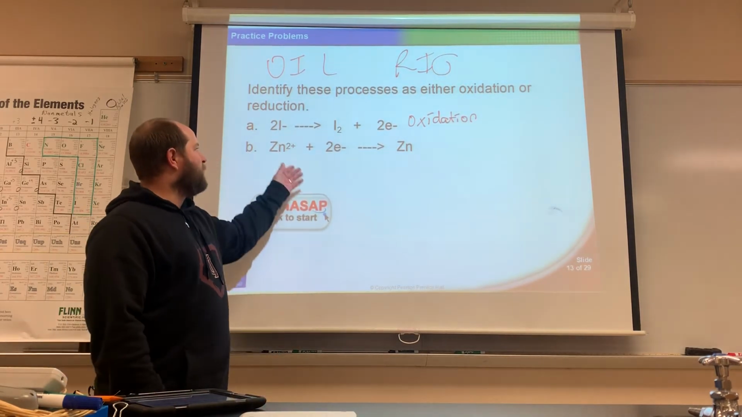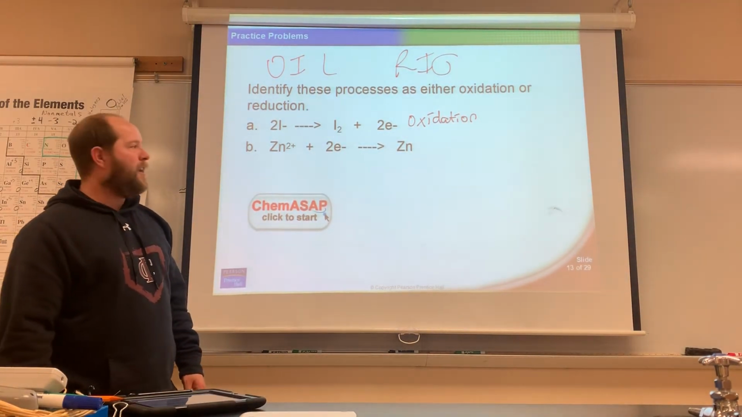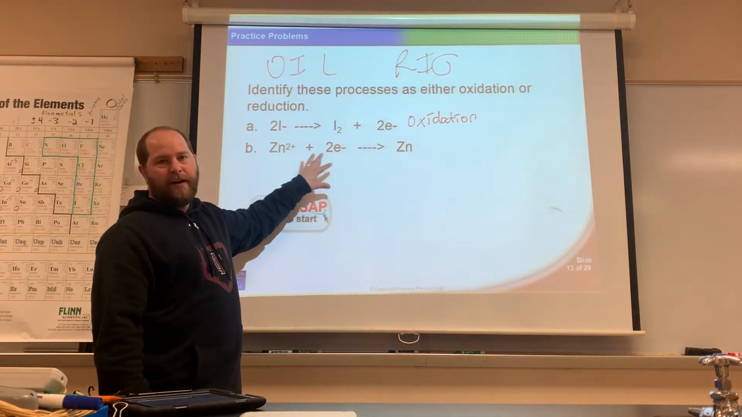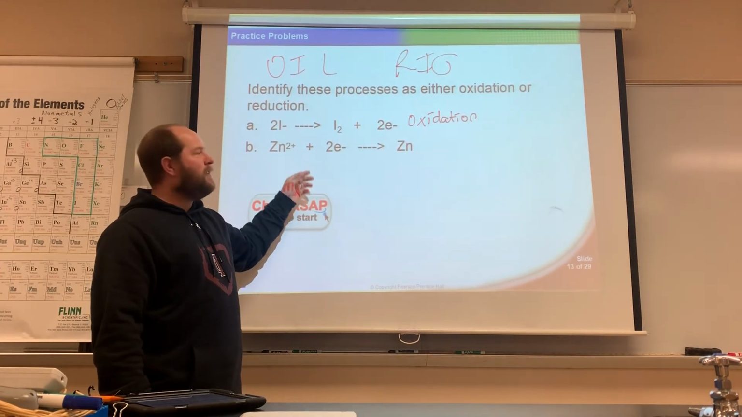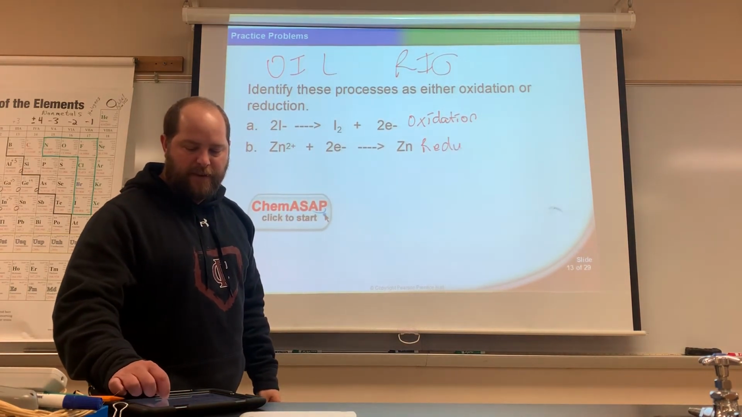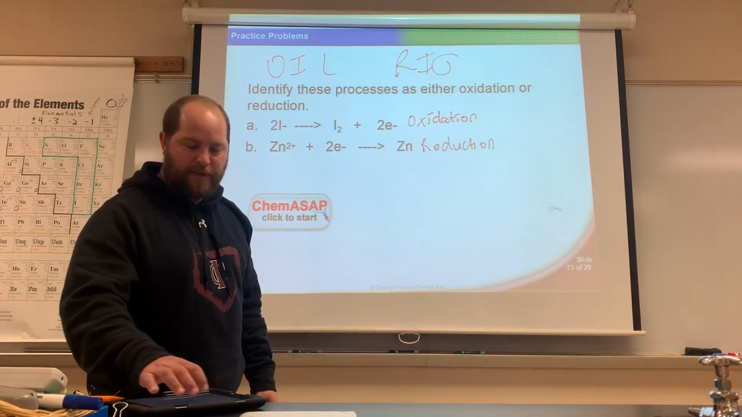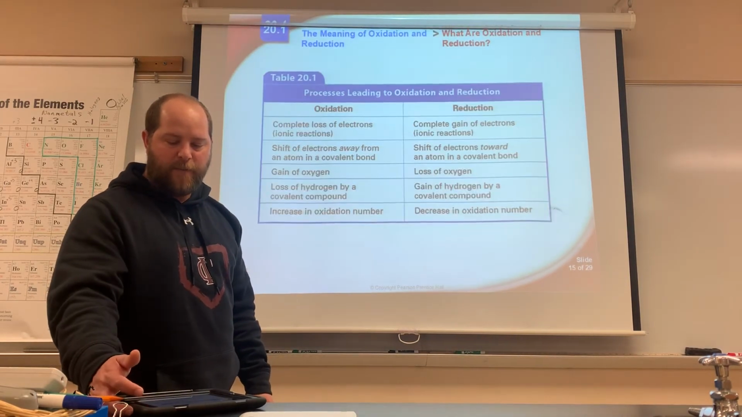Okay, so let's look at this one here. When you're looking at that half reaction, electrons are over here on the left side. Looks like the zinc is gaining electrons. So if you're saying that this one is reduction, you are right, because it gained electrons. Okay, so let's just skip over that.